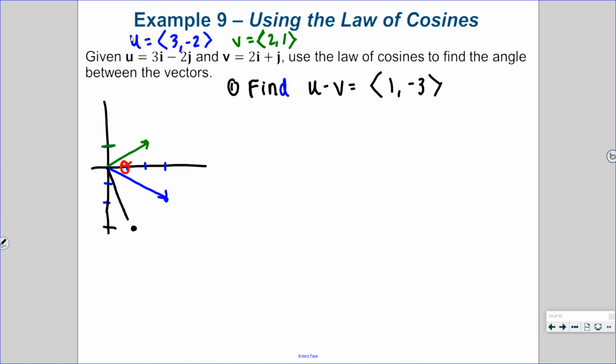So here's that resultant vector. I just called it u minus v. Is that 1, 3? It's 1, -3. And you could picture this by doing this, minus that. Okay, everybody see that? Yep.